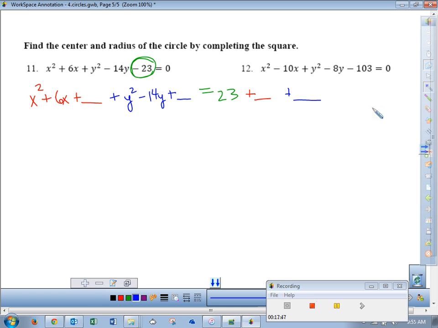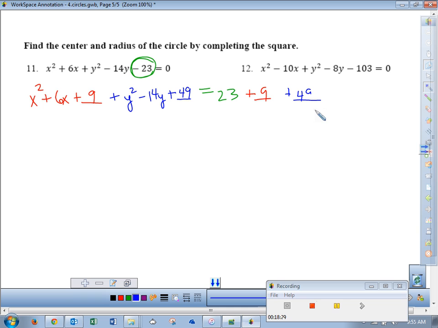How do you fill in the blanks? We kind of had trouble with that, filling in the blanks on that homework quiz from a couple times ago. I need to hand those homework quizzes back to you. Take half your b value and square it. What's half my b value? 3. 3 squared is 9, and add it over here also, because if I add 9 to the left side of the equal sign, I got to add 9 over here to keep it balanced. The blue blank, negative 7 squared is 49. Goes in both blanks. Cool?